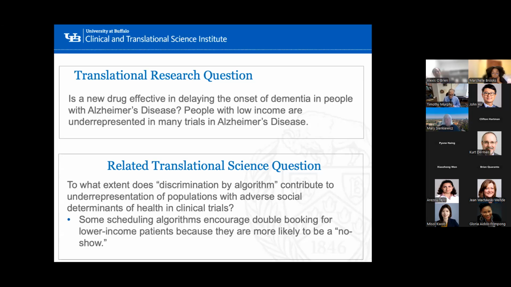Well, some of the scheduling algorithms, and this is both in clinical care and in our clinical trial management system, encourage or allow double booking for lower income patients because they're more likely to be no-shows. And hospitals and doctors' offices lose money when they have no-shows. And this is sort of a side point about AI and these algorithms and awareness of these things.